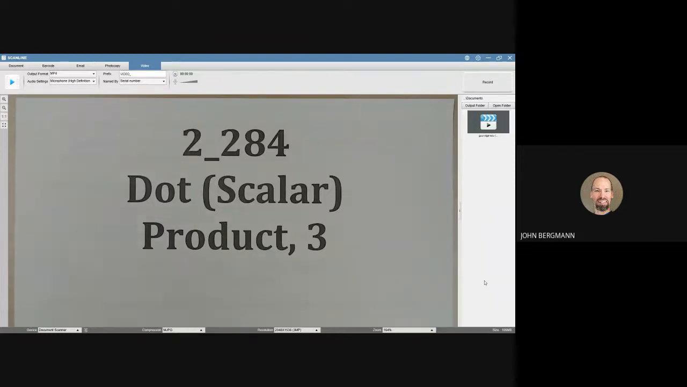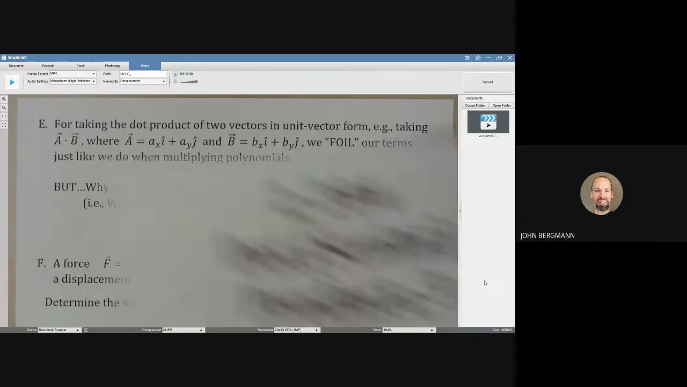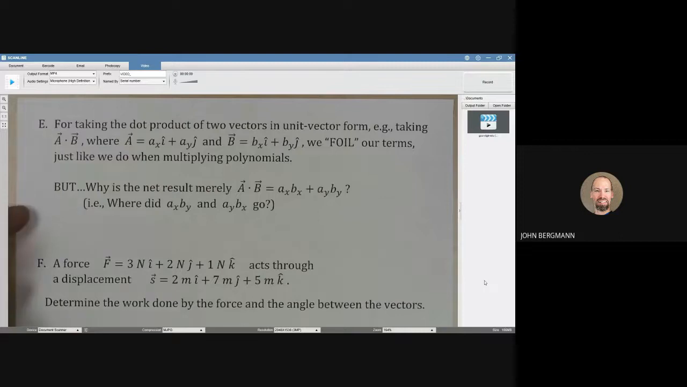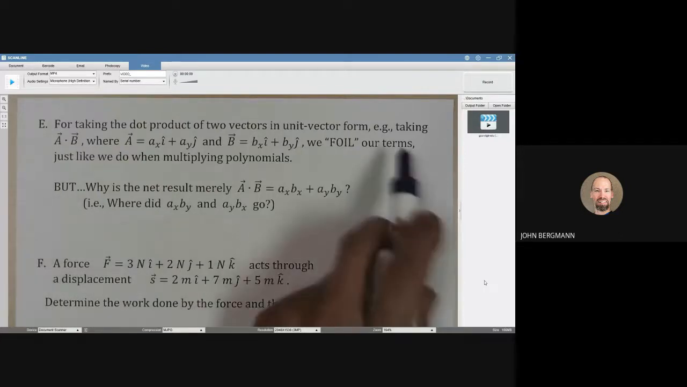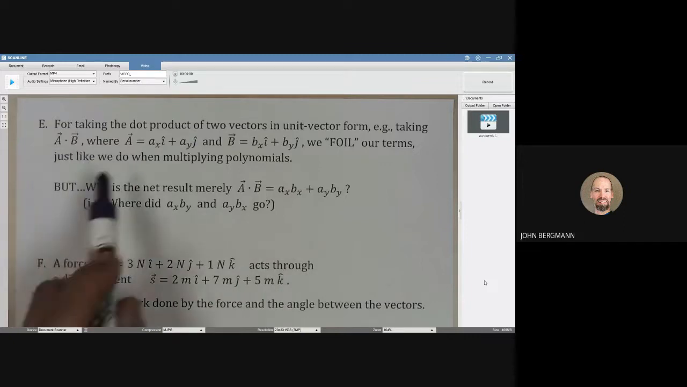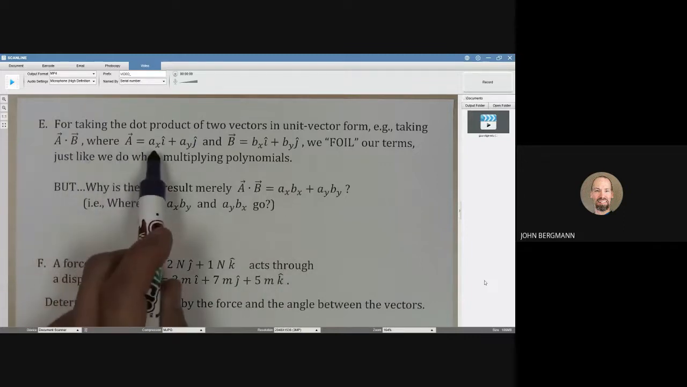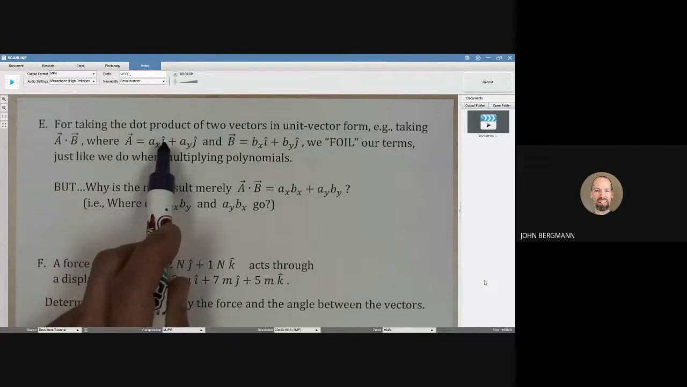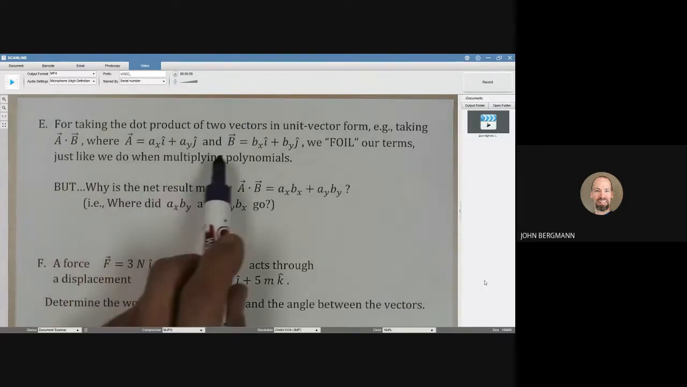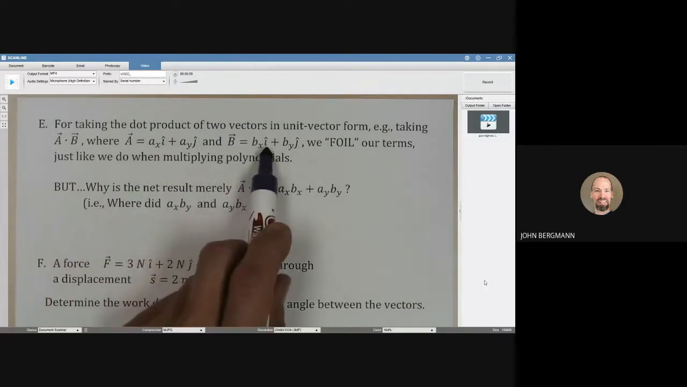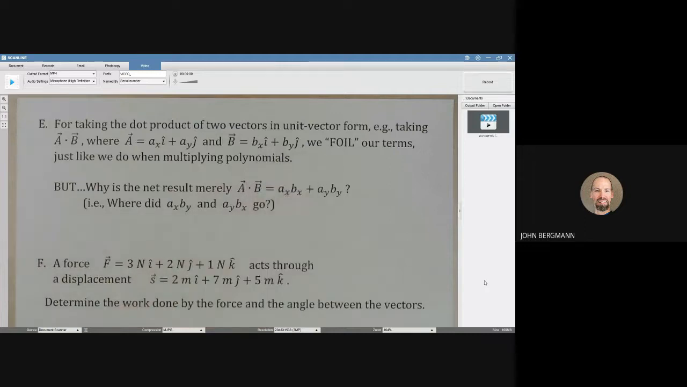This is our third video on the dot or scalar product. For taking the dot product of two vectors in unit vector form, for example, when taking A dot B, where A is Ax times i hat plus Ay j hat, and vector B is Bx i hat plus By j hat, we FOIL our terms like you learned in math, just like we do when multiplying polynomials.